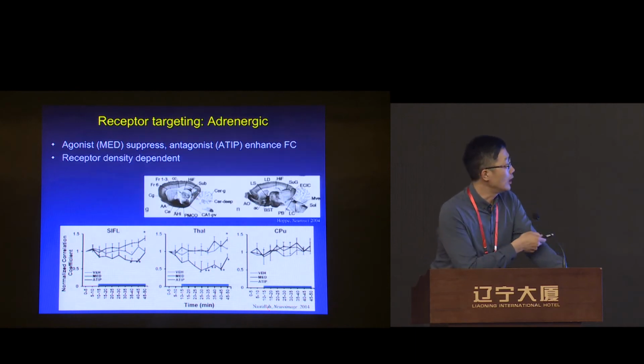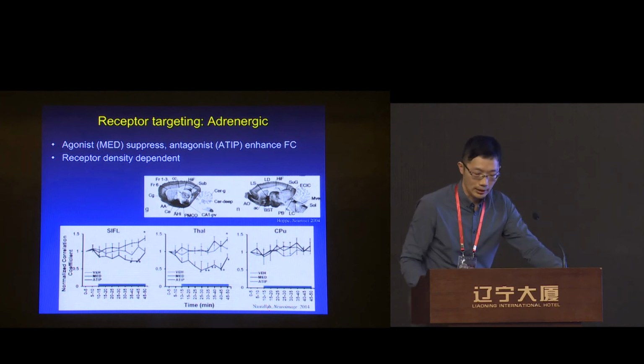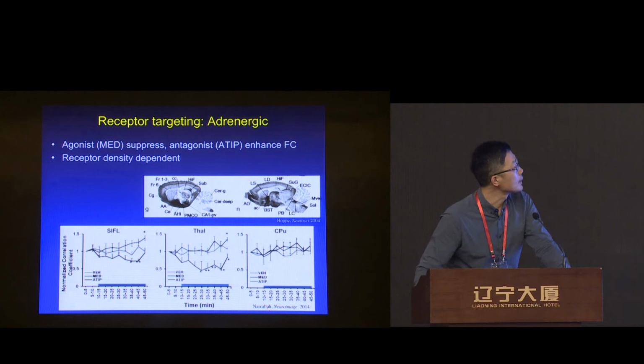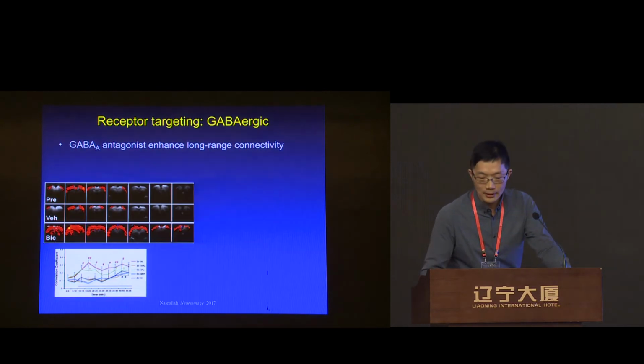And this is really receptor density dependent. If you compare to the known receptor distribution, you can see that thalamus has much higher receptor density compared to cortex, and lower in the caudate putamen. So it's a nice demonstration that functional connectivity can potentially reflect neurotransmission action.